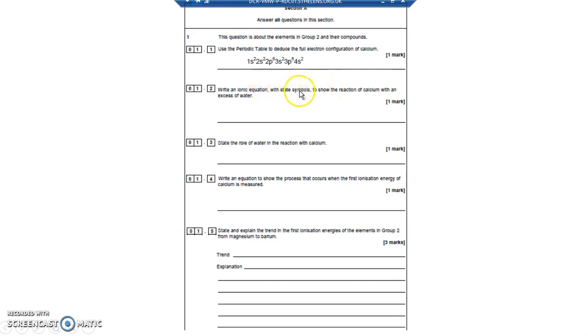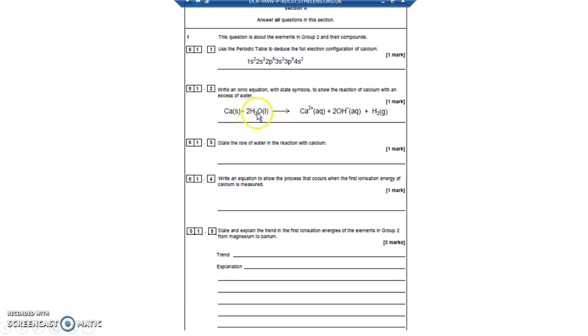Write an ionic equation with state symbols to show the reaction of calcium with an excess of water. Well, calcium will react with water to make calcium hydroxide and hydrogen gas, because calcium is a metal. So a metal reacts to make the metal hydroxide and hydrogen gas. But if it's an ionic equation, you'll want to write down calcium as Ca2+, because calcium's in group 2 of the periodic table, so loses 2 electrons, and hydroxide are OH- ions.